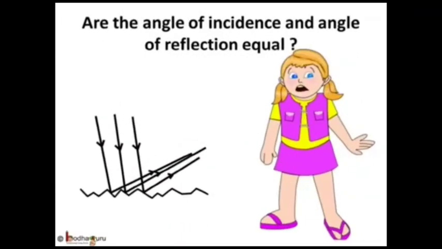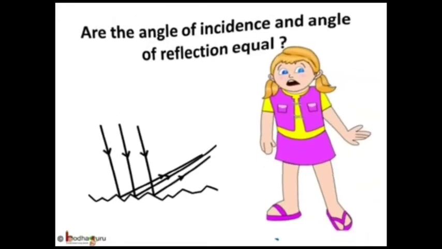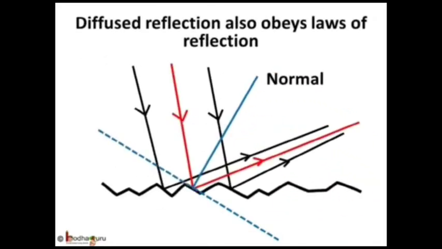Now you might think, are the angle of incidence and angle of reflection equal in the case of diffused or irregular reflection? We can't say that angle of incidence is equal to angle of reflection from this diagram, can we? But, you know, diffused reflection obeys the law of reflection too. Let us see this. We divide the uneven surface into small fragments and look closely.